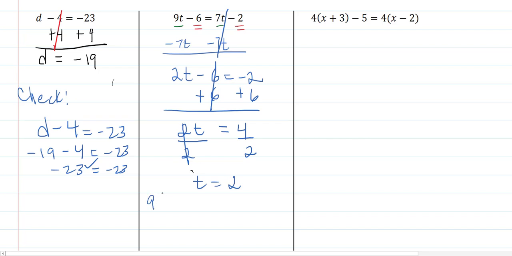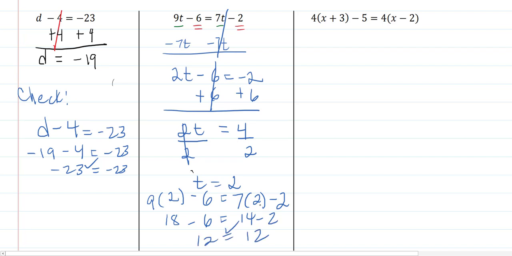If I plug in 2, and then on this side, plug in 2, I get 18 minus 6 equals 14 minus 2, and I believe the two sides are definitely equal.